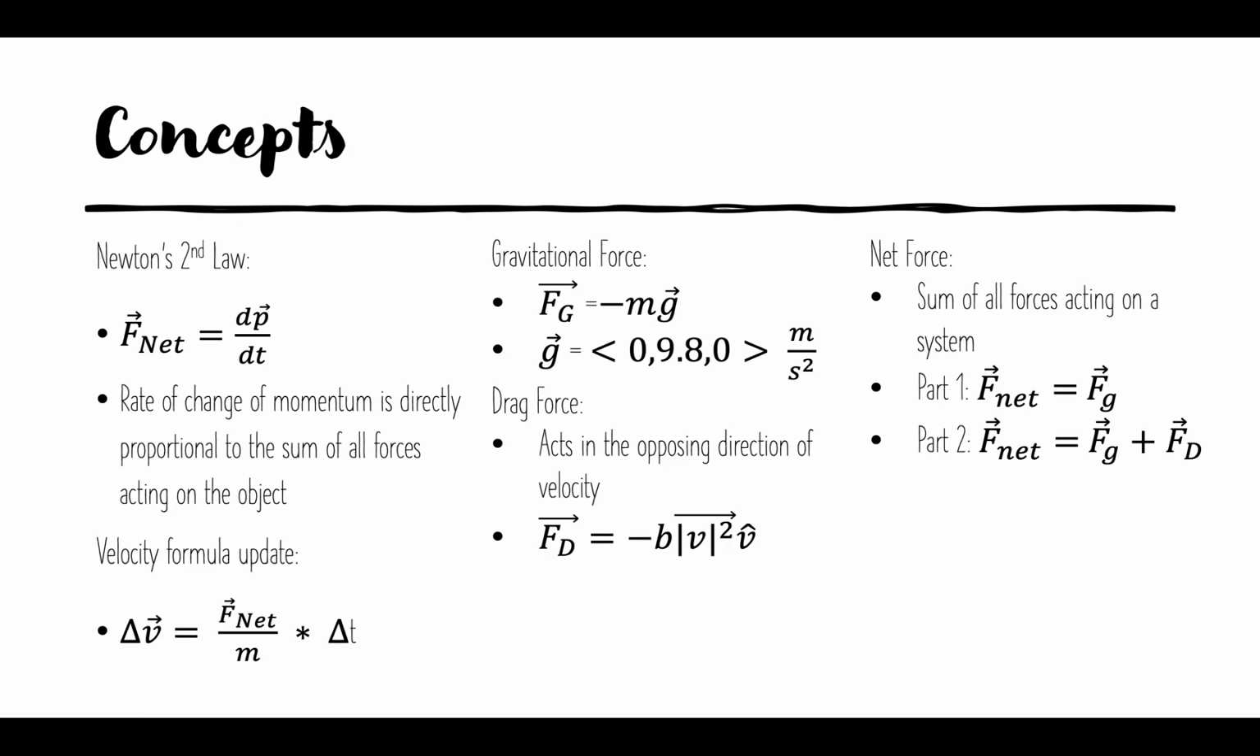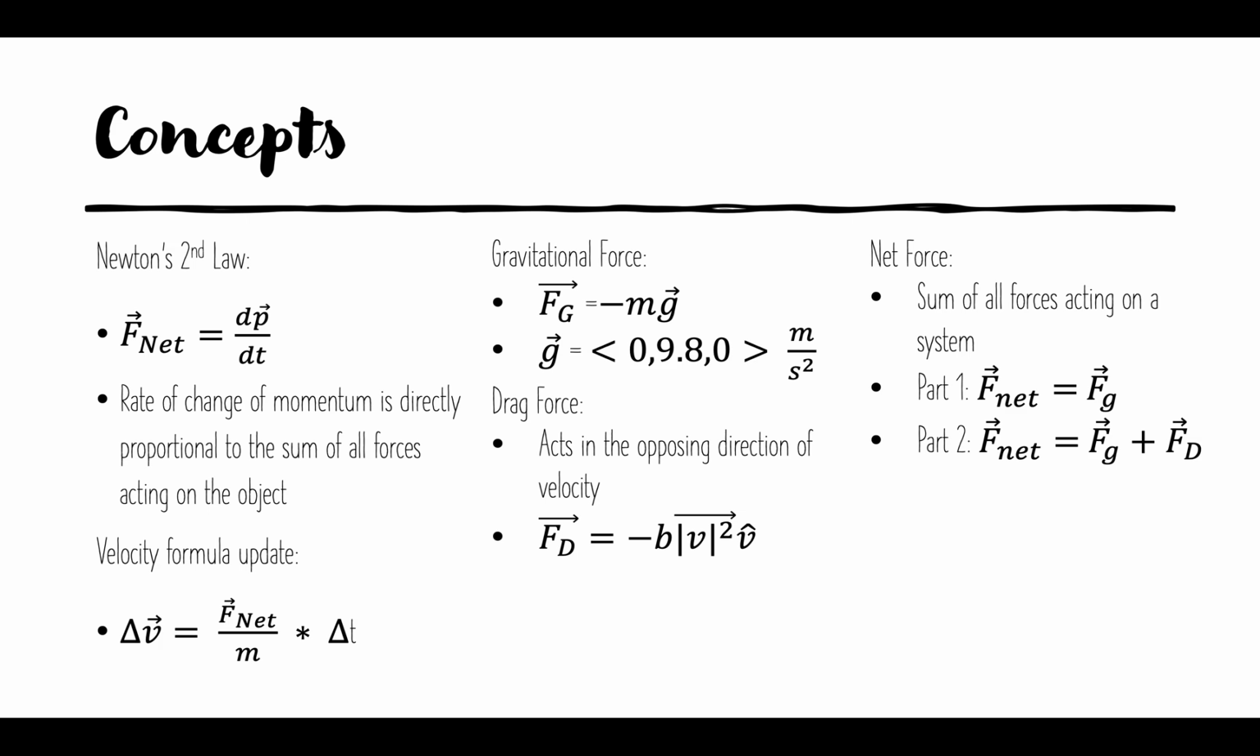From understanding Newton's second law, we are able to understand more about the kinetics of everyday motion. The law states that the rate of change of momentum is directly proportional to the sum of all forces acting on the object, which then can be related to velocity, as the change in velocity is equal to the net force divided by mass times the change in time.